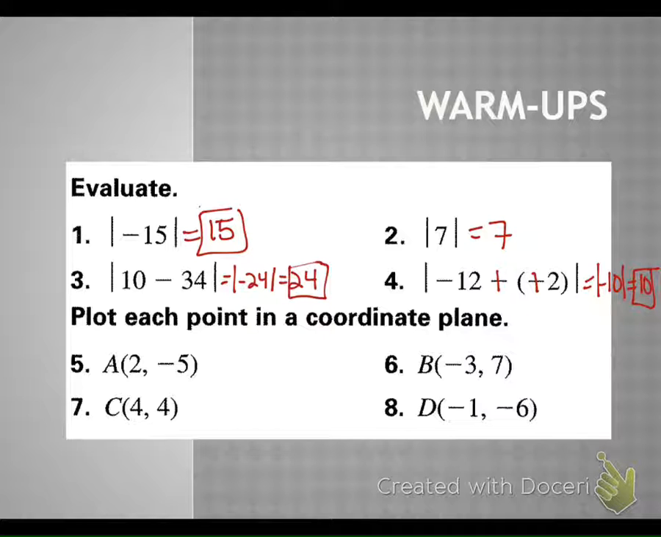Number 7 we have is 4, 4. So 4 is positive. We go 4 to the right. 1, 2, 3, 4. 4 up. 1, 2, 3, 4. And that's going to be 7. And then 8, negative 1, negative 6. Left 1, down 6. 1, 2, 3, 4, 5, 6. And that's going to be number 8.